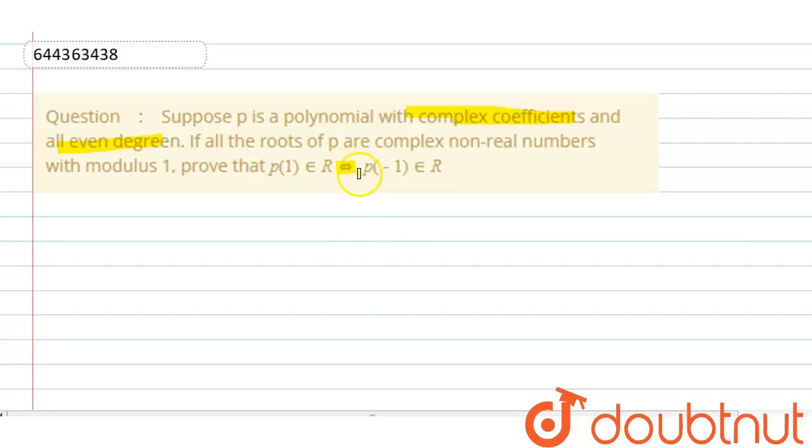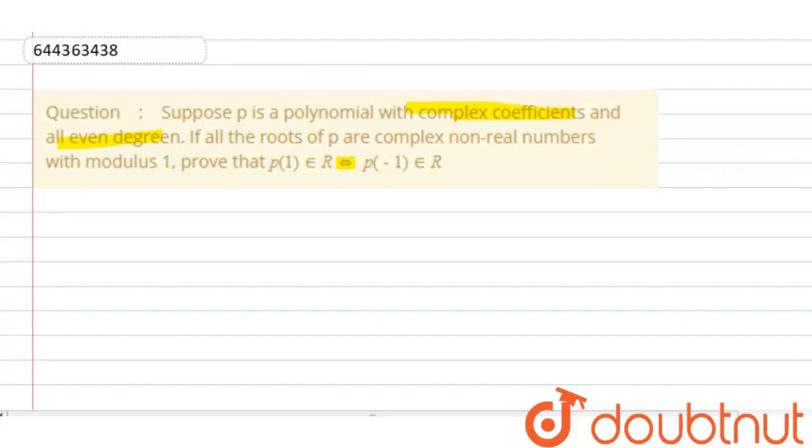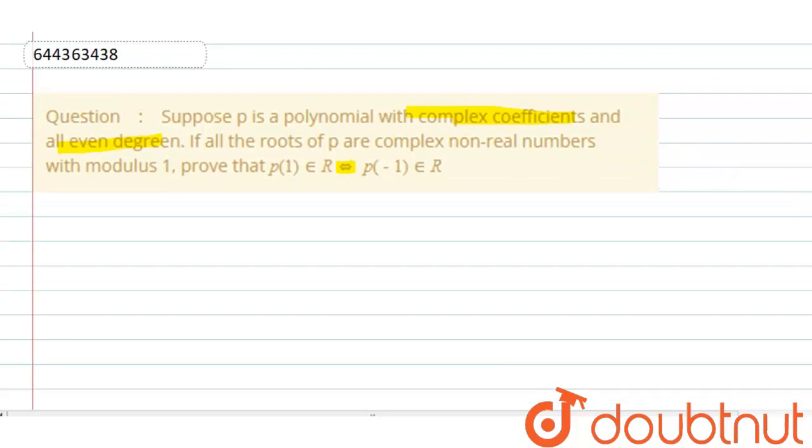That doubly implies means if the right statement is true, then the left statement should also be true, and if the left statement is true, then the right statement should also be true. That means double implication. Fine, we can prove this very easily.